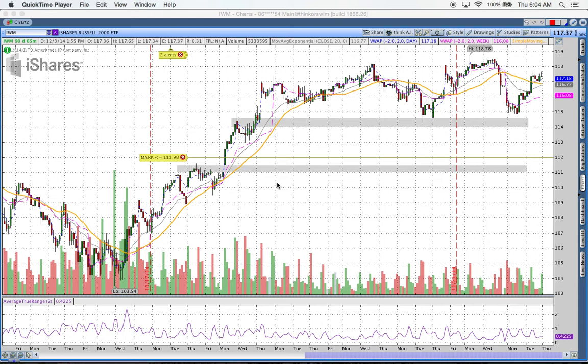Today is Thursday, December 4th, 2014. It's about 6:05 a.m. Mountain Time, so we are an hour and a half before the equity markets open here in the U.S.